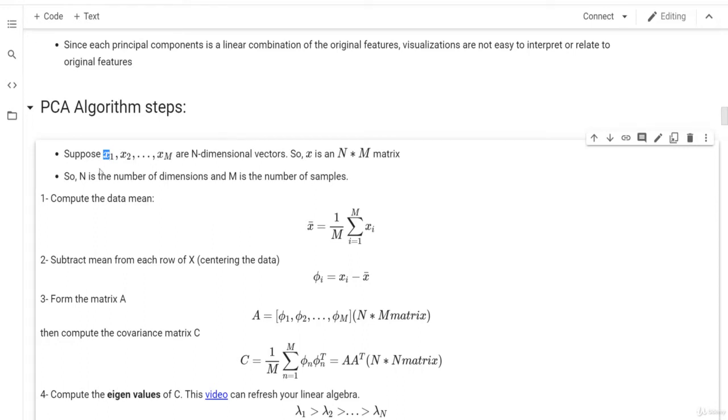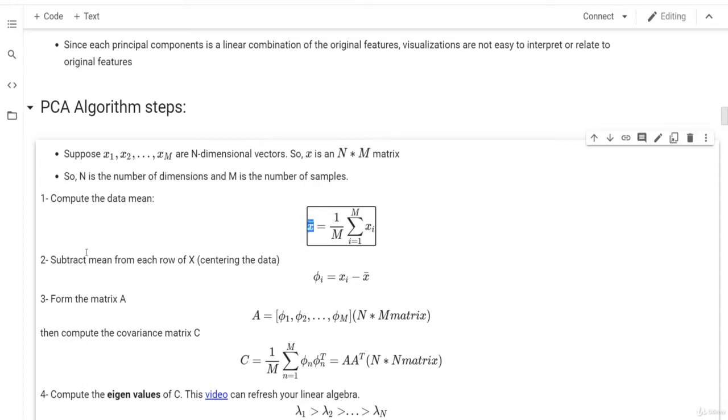Now, the first step for the PCA is that we are going to compute the data mean. How do we calculate the mean? We just sum all the examples and then divide by the number of examples. Let's say we have 2, then 3, then 1, then 4. We sum all this together from 1 to m, and then we divide by the number of examples we have. And then we will have x dash, just like this.